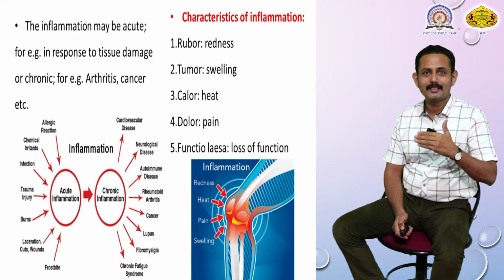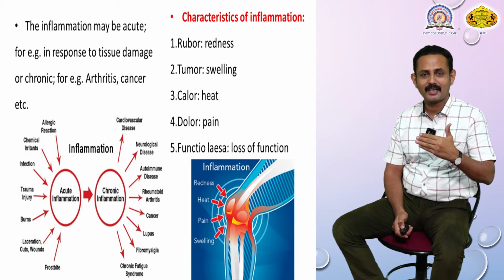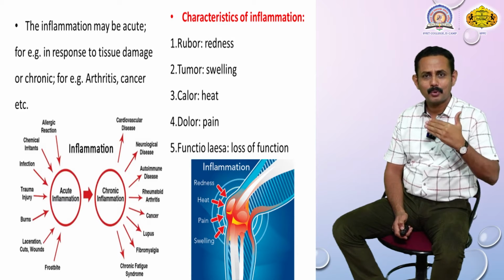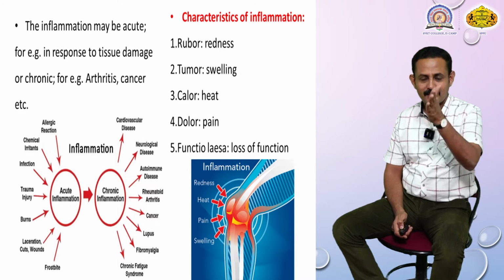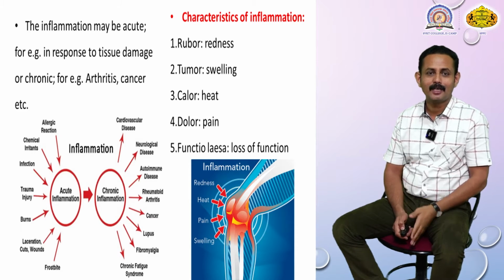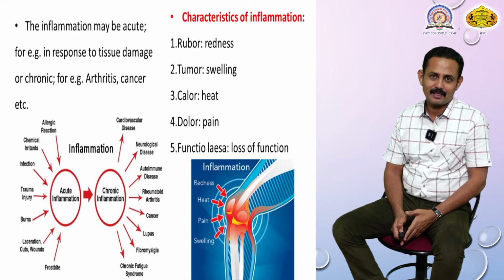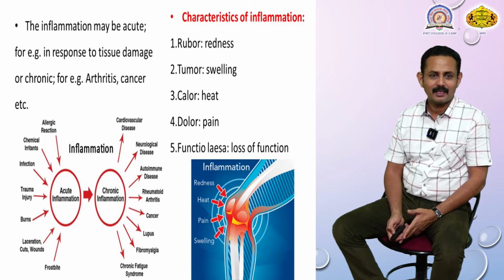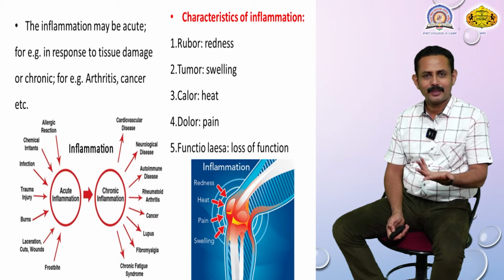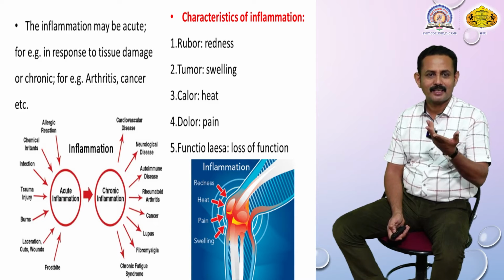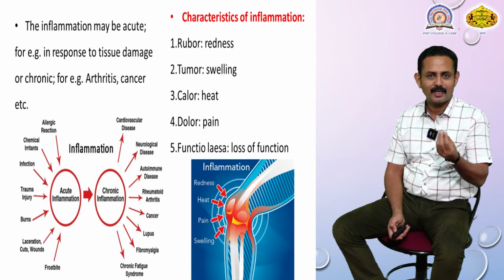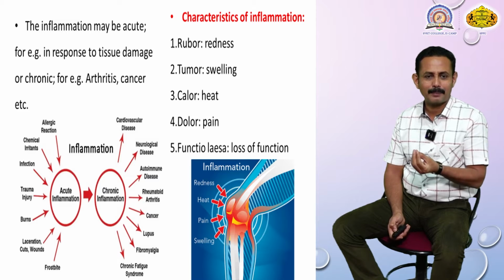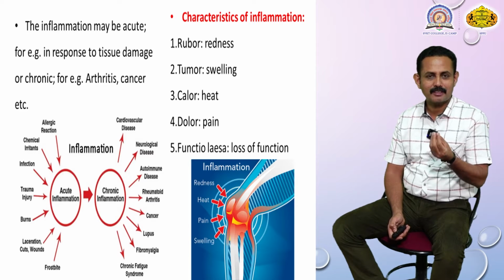And chronic means if it is major in nature and takes a longer time to heal that tissue, or shows these symptoms for a longer period, this indicates the chronic type of inflammation. In the acute type of inflammation, we can simply say an allergic reaction, chemical irritation by the action of a chemical, infection, or injury caused by different types of trauma, burns, lacerations, cuts, wounds, or insect bite.